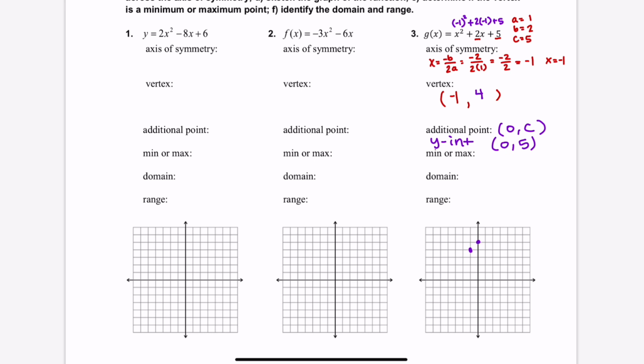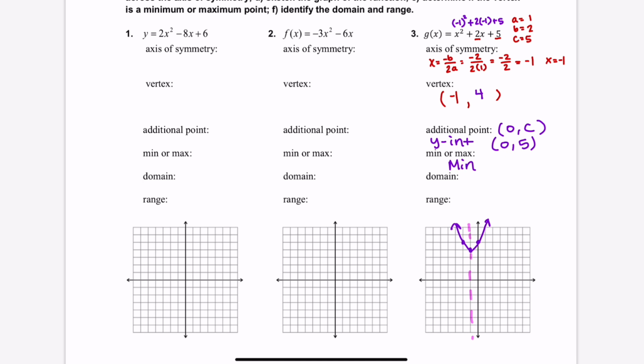The axis of symmetry is right on top of that vertex. And then the graph reflects over the axis of symmetry, so it'll be the same on both sides. So it'll look something like that. Now this graph is pointing up. So it's kind of like you're in a pit here. So if you're at the bottom of a pit, you're at a minimum point. So this is going to be a minimum.